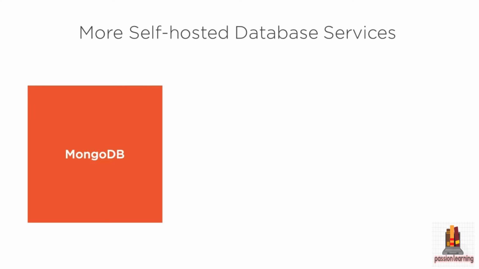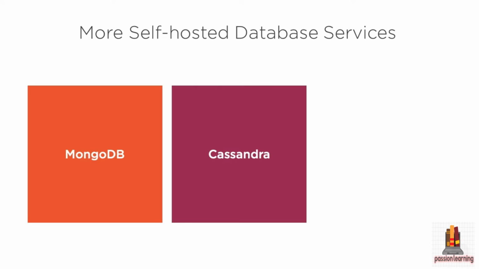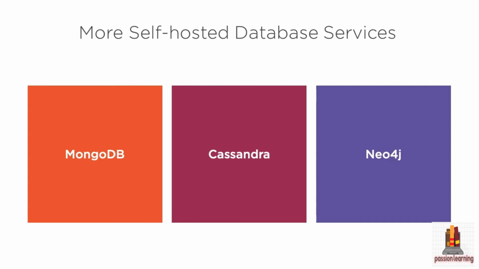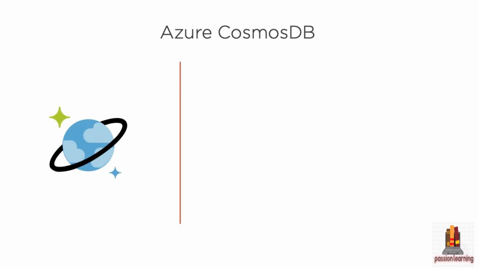I mentioned with the self-hosted options that you might want to provision a MongoDB document database in, say, a virtual machine. And you can certainly do that. There's options for Cassandra and Neo4j, for example, if you wanted to do a graph database. So a variety of different styles of data storage, from document to graph and column, that you can take advantage of as a self-hosted service.